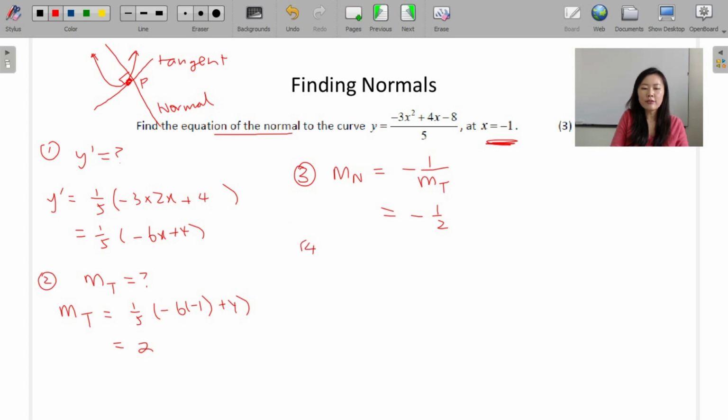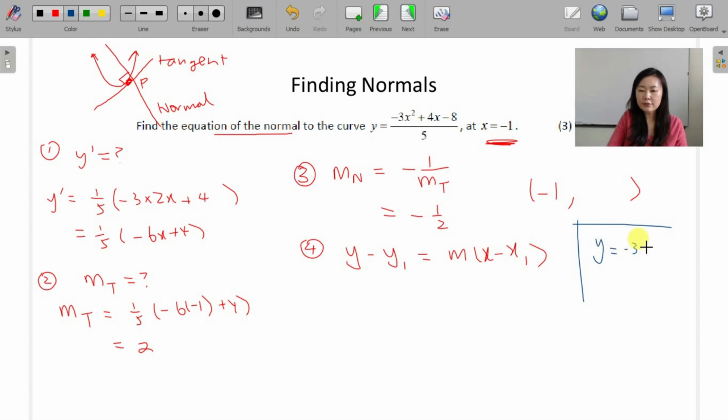And then the fourth step is to chuck all of that into the point gradient formula to get the actual equation of the line. Now, before we do that, we actually need the point because we only have half a point, right? We only have -1. So we need to find the y value at that point. So you just stick it in. I'll just work that out on the side.